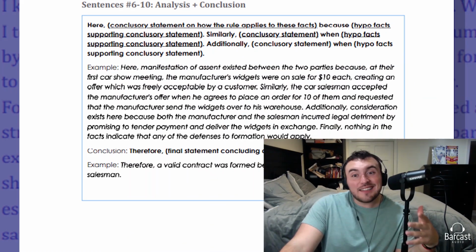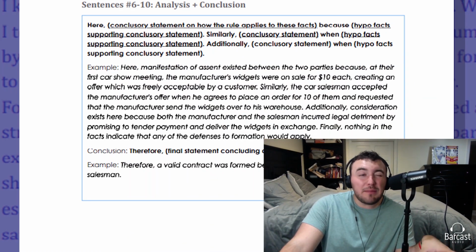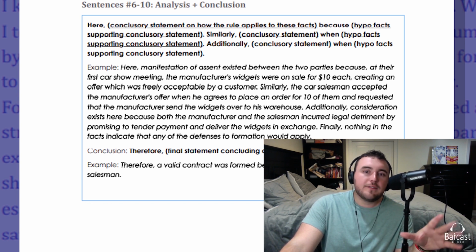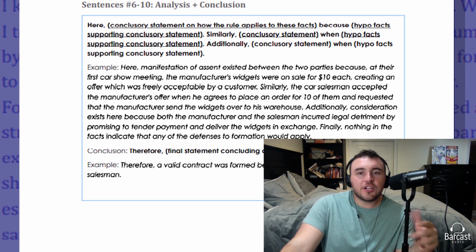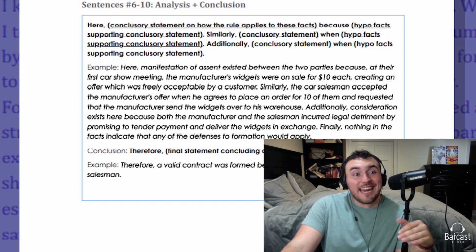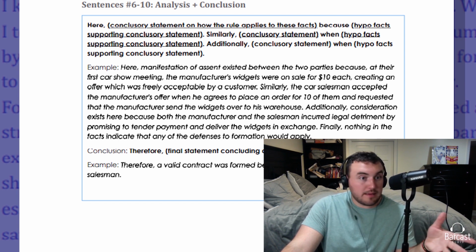here, your analysis and your conclusion. This is typically going to be sentences 6 to 10, and I give you a little example here along the top. The first sentence says here, and then we'll use a conclusory statement on how the rule applies to these facts, and then because. And the because is important because that is the connector word. That is an integral word because that is really what's going to connect your conclusory statement about why the facts of this rule apply here and the actual hypofacts that are being used here.